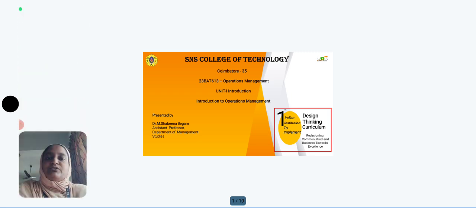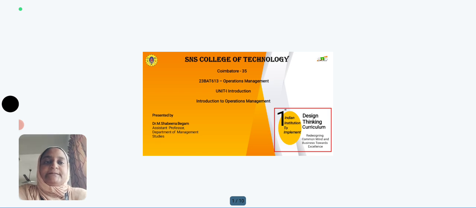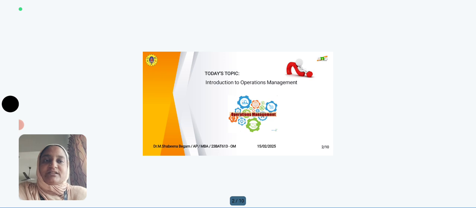When we talk about operations management, we'll start with an introduction to what operations management is. The word operation itself includes the service that you get in hospitals and other places. It means the systematic, planned methodology of converting raw material into finished goods is called operations management. So today's topic is introduction to operations management.